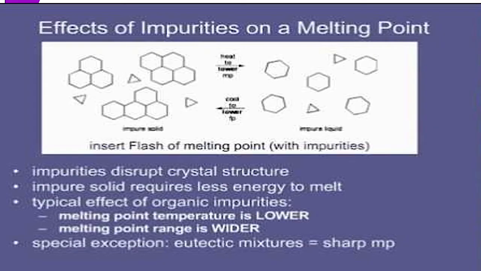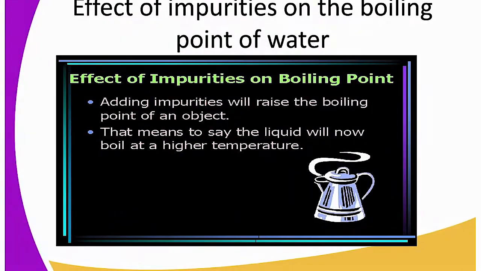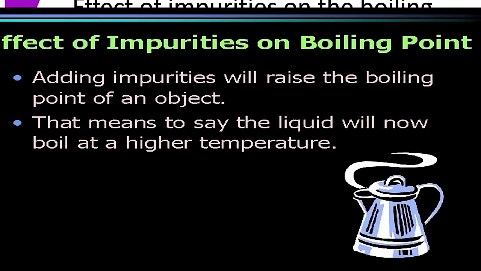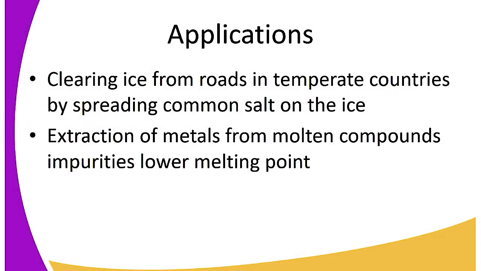And what are the effects of impurities on the boiling point of water? Impurities raise the boiling point of water. That means a liquid now boils at a higher temperature. Let's say that you add impurities to water. Water boils at about 99 to 100 degrees. But when you add some impurities, its boiling point is going to increase, and it's going to boil at a higher temperature. And that is the end of our topic.